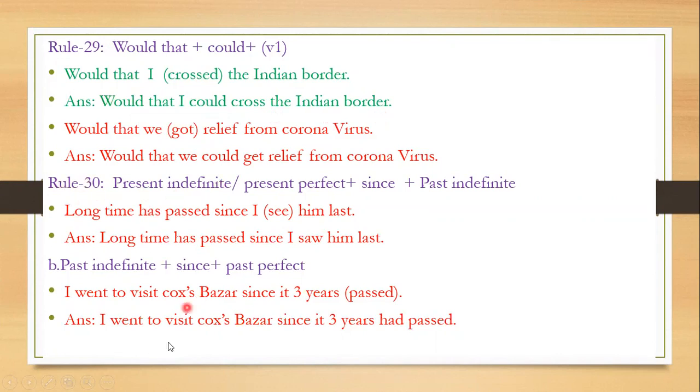Okay, rule number 30. Present indefinite or present perfect tense at the very beginning, then since in the middle, and then at the last portion will be past indefinite tense. If you get since in the middle, then past indefinite tense should be written last, if there is present indefinite or present perfect at the very beginning.